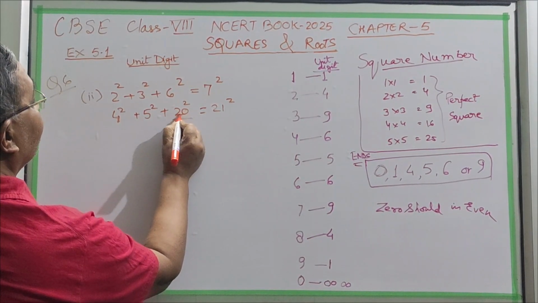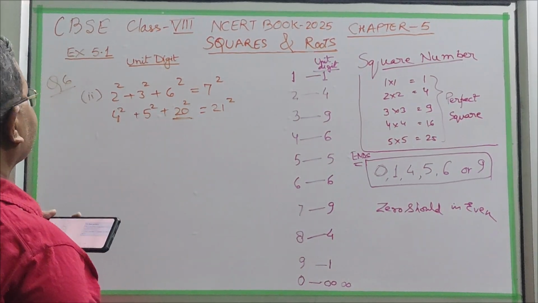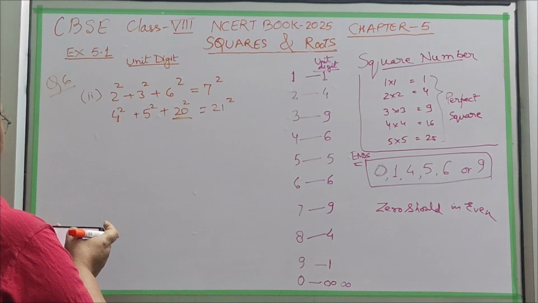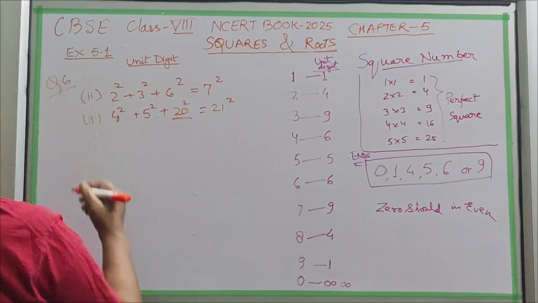So here 20 in the question you have to fill. This is the answer. 1, 2, 3, 4. This was your 4th number.